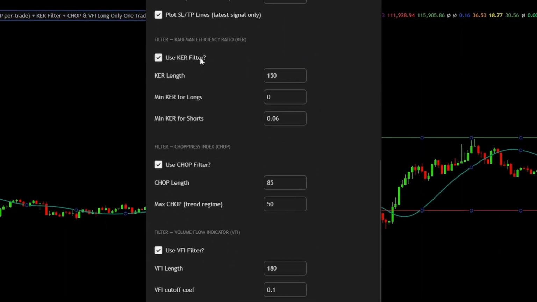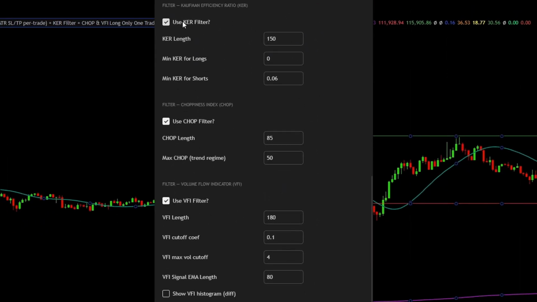And below that you have 3 different filter indicators. First, the Kaufman efficiency ratio, which we won't use for this optimization, but I will show you how it looks like. Then we have the choppiness index, which is a pretty interesting indicator, and I think I will use it with other strategies too. It generally checks how choppy the chart is, and in this strategy we try to avoid entering into trades when the price is in a choppy period. And then we have the volume flow indicator, which is obviously a volume-based indicator, and that's it for this script.